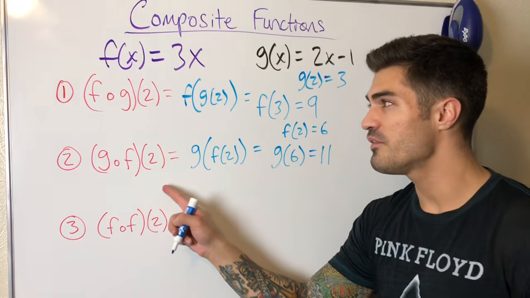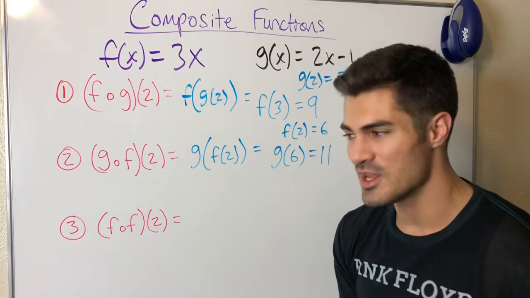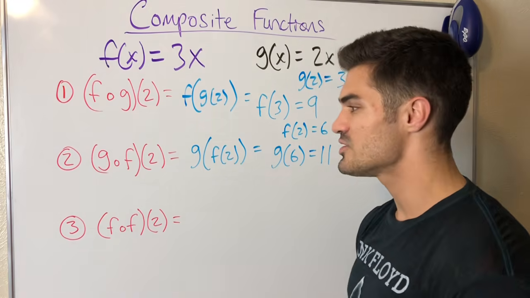So look, g of f of 2 and f of g of 2 do not equal each other, and this is how it is in most cases. You can never assume they equal each other because most of the time they do not. So that's just something worth noting.